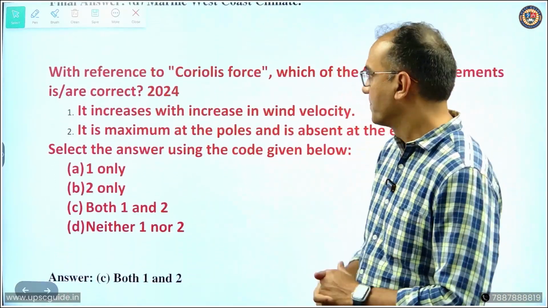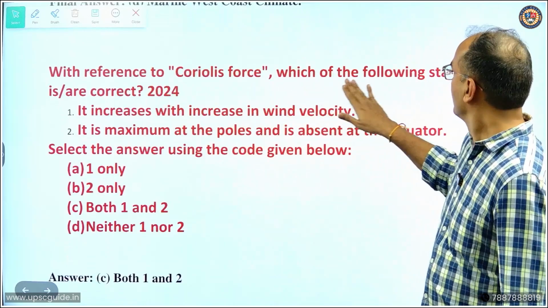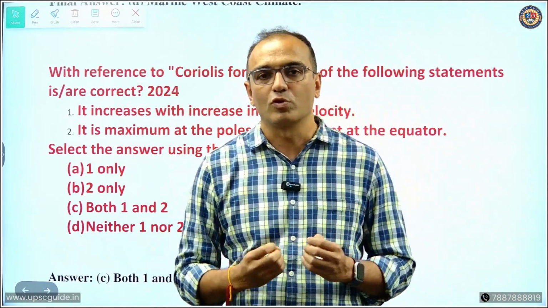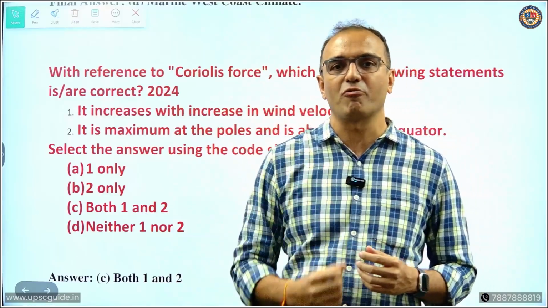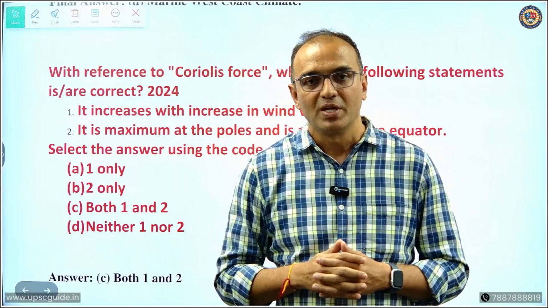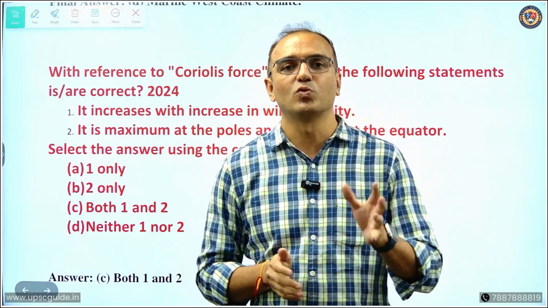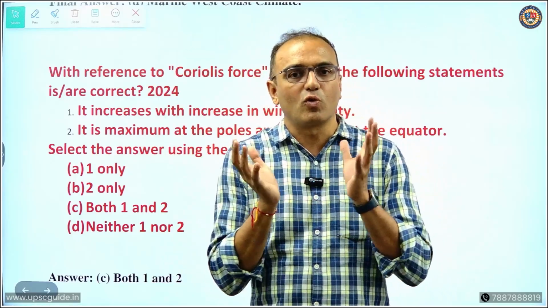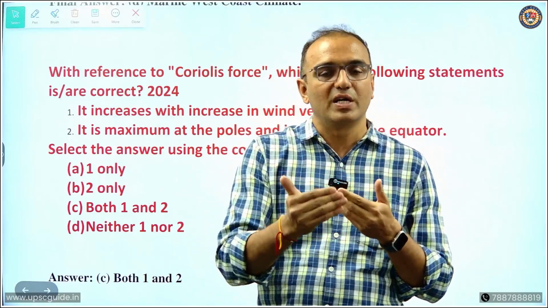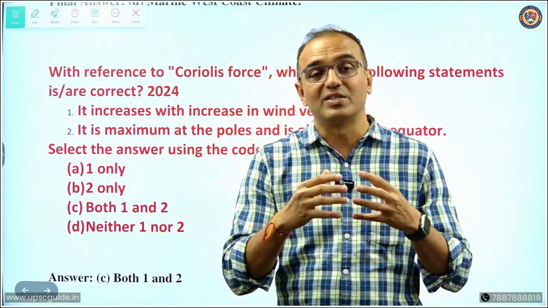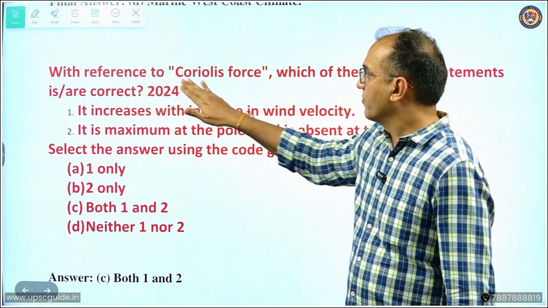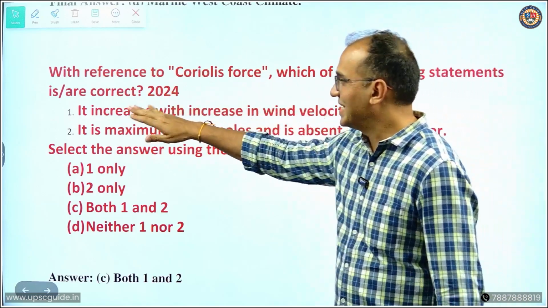Clear? Next. With reference to Coriolis force, which of the following statements are correct? Now you've heard about Coriolis. This is a force which results in deflection of winds. In the northern hemisphere, the winds are deflected towards their right. In the southern hemisphere, the winds are deflected towards their left. You know that there is no Coriolis at the equator. But as you go towards the pole, the curvature of the earth becomes more and more, and this Coriolis goes on increasing towards the pole. So here, with reference to Coriolis, which of the following statements are correct?